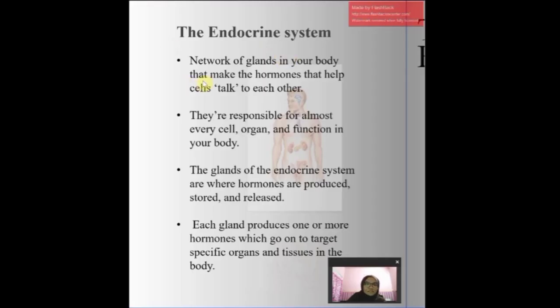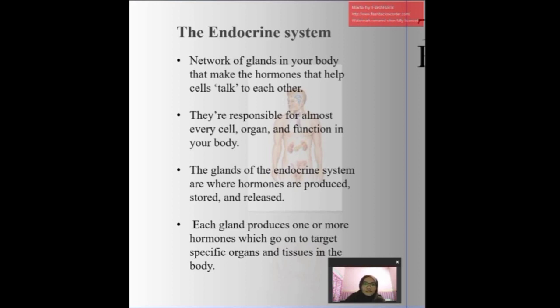So the endocrine system is basically a network of glands in our body that makes hormones that help cells talk to each other. What I may talk about here is how they communicate what they need to do in order to maintain the homeostasis of our body and other functions as well.